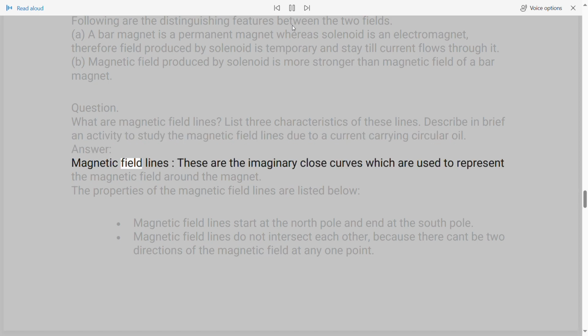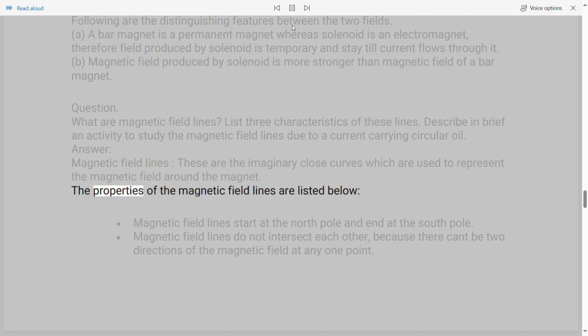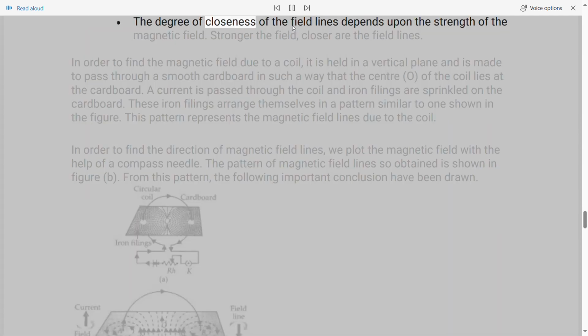Answer. Magnetic field lines are imaginary closed curves which are used to represent the magnetic field around a magnet. The properties of the magnetic field lines are listed below. 1. Magnetic field lines start at the north pole and end at the south pole. 2. Magnetic field lines do not intersect each other because there can't be two directions of the magnetic field at any one point. 3. The degree of closeness of the field lines depends upon the strength of the magnetic field. Stronger the field, closer are the field lines.